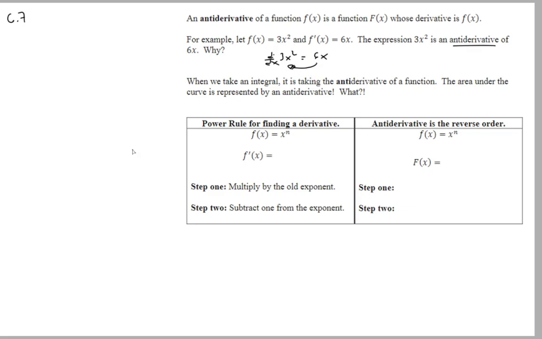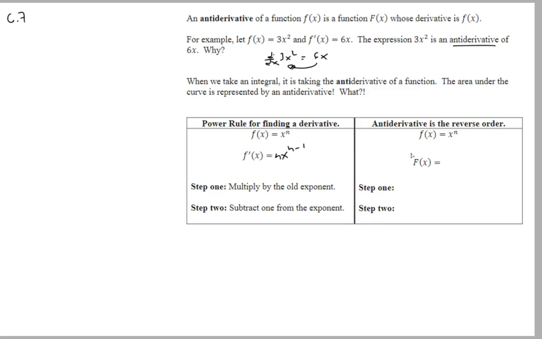When we take an integral, we are taking an antiderivative of the function. The area under the curve is represented by this antiderivative. It's kind of impressive. Very simply put, finding an antiderivative is very simple. The power rule for finding a derivative is: you take down the power, so it would be n times x to the n minus 1. You multiply by the old exponent, which is n, and you subtract 1 from the exponent.